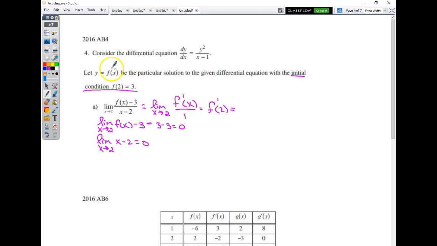And f prime of 2, if I look at this relationship y equals f of x, well, the derivative of y is f prime of x. So I really want to know what dy/dx is evaluated when x is 2 and y is 3. And I got that point (2, 3) from the initial condition. Oh my gosh, why is there so much stuff going on here? Well, dy/dx at the point (2, 3) becomes 3 squared over 2 minus 1, which is 9.